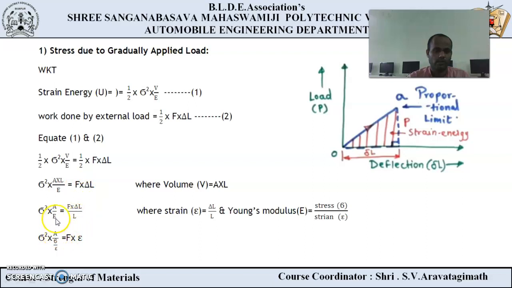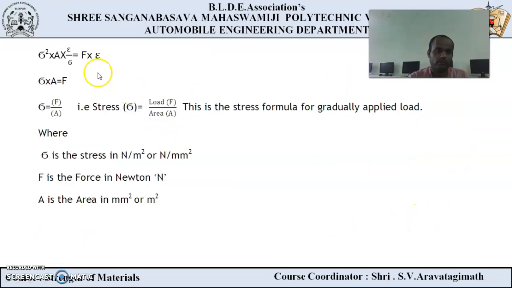So sigma square A, E means Young's modulus, that is sigma by epsilon. F into delta L by L is again a strain, that is epsilon. If you take the reverse, that is sigma square into A into epsilon by sigma equals F into epsilon. So epsilon gets cancelled and sigma gets cancelled. Remaining is sigma into A equals F. So sigma equals F by A. This is the formula for stress due to the gradually applied load.